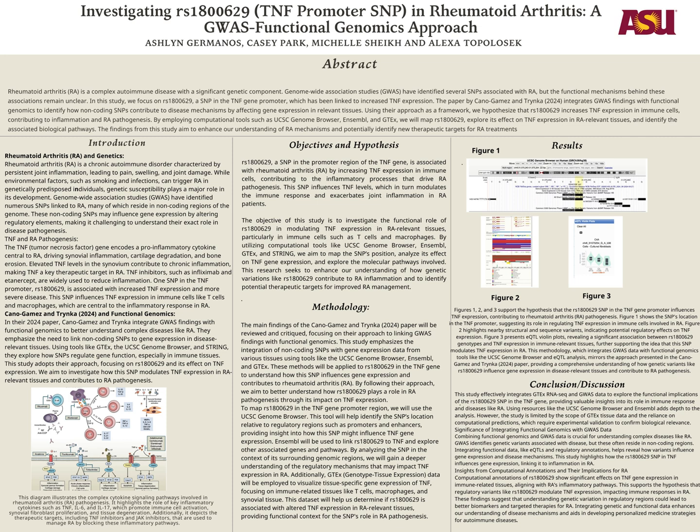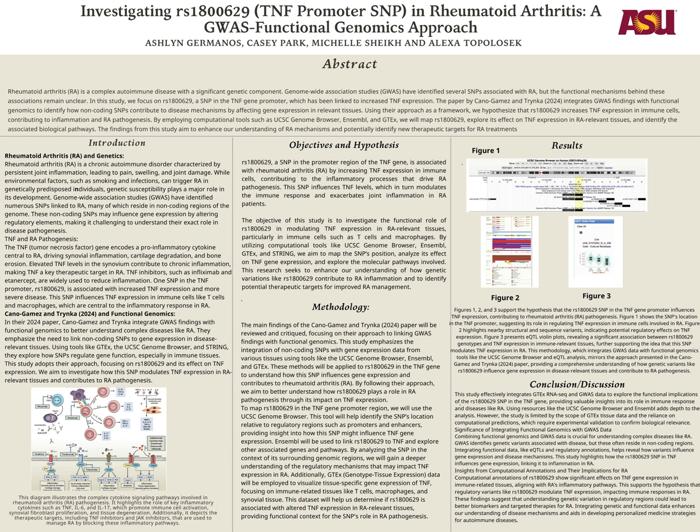Hi guys, today I'll be presenting our research on the RS1800629 SNP in the TNF gene and its role in rheumatoid arthritis. RA is a chronic autoimmune disorder characterized by persistent inflammation in the joints, leading to pain, swelling, and eventual joint damage. While environmental factors such as smoking or infection can trigger RA in genetically predisposed individuals, genetic susceptibility plays a significant role in the disease development.